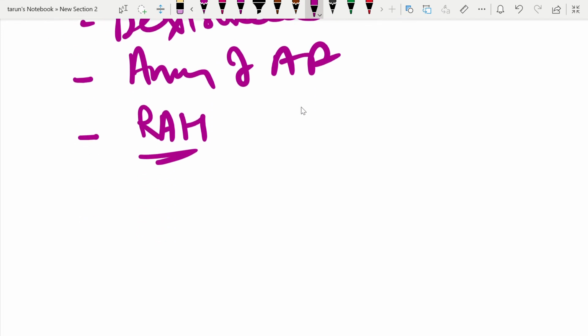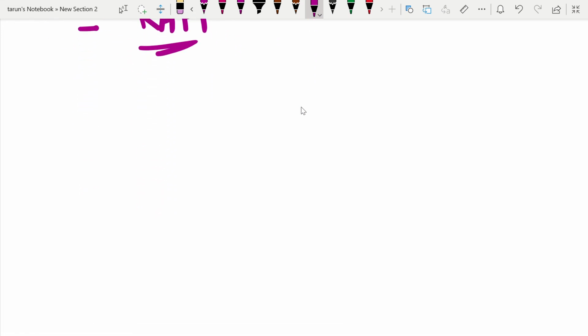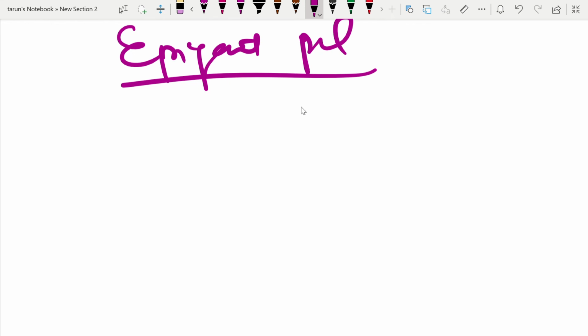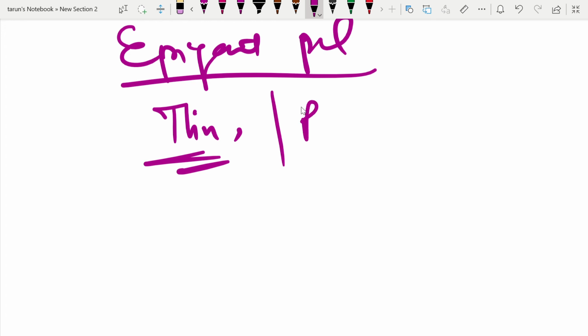Now we'll see the causes of pulsations in the epigastric area. Epigastric pulsations you will get in excitement and anxiety, especially in thin persons. Normal aortic pulsations are physiological. Then right ventricular hypertrophy: in RVH you get epigastric pulsation.